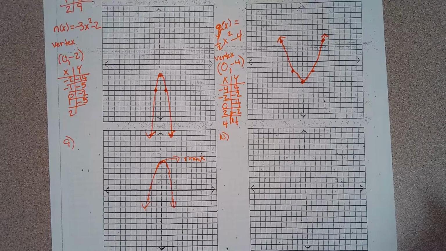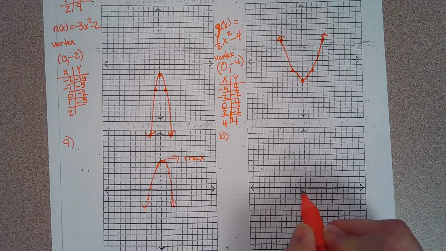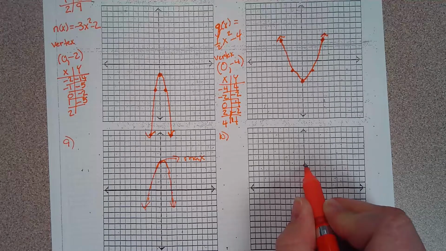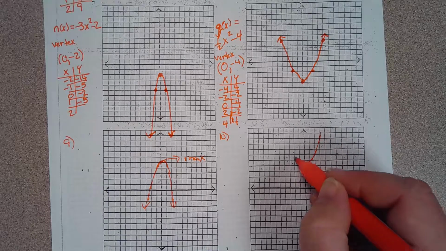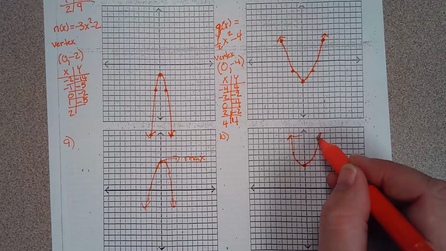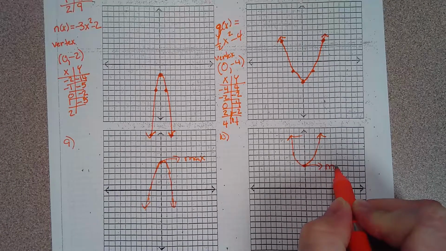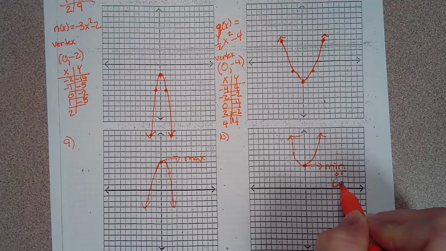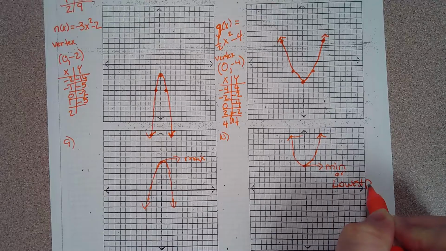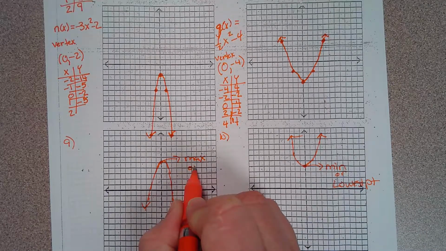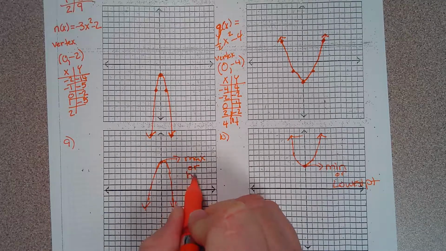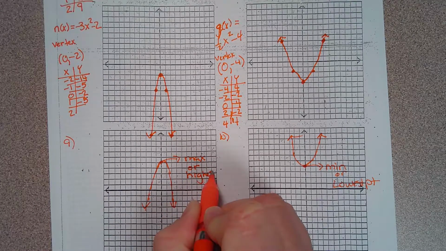Number 10 talks about the parabola opening down. It says the lowest point. So that means that when I come up here, there it is, (0, 4). This is going up, and I know it because it says that it is the lowest point. So if that's the min, or lowest point, then we're opening up. Max, or highest point, I'm opening down.